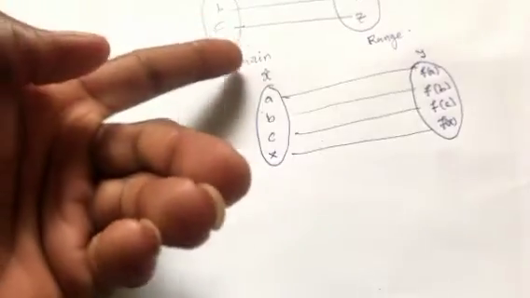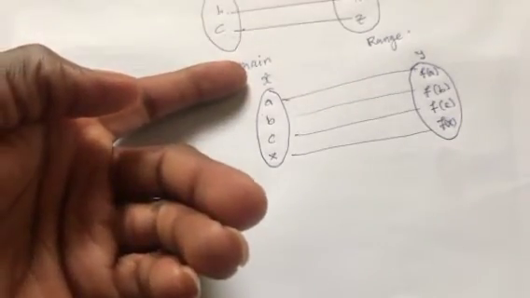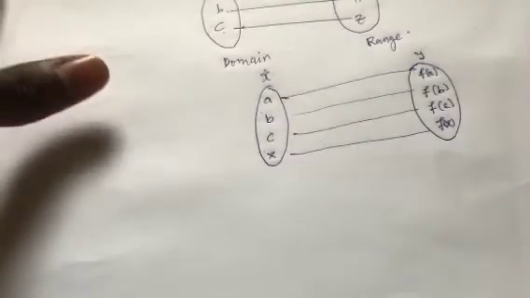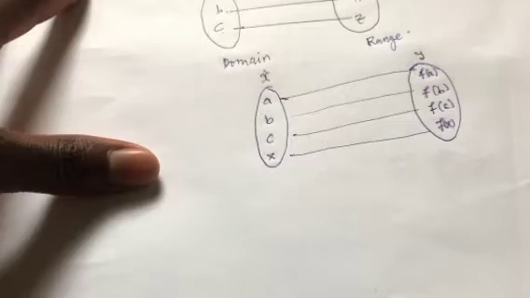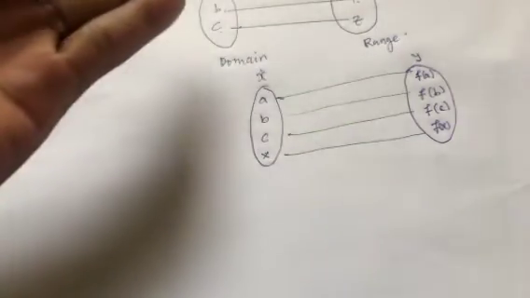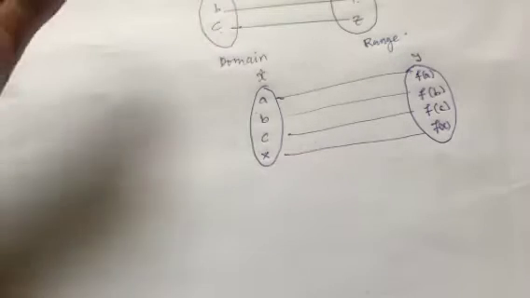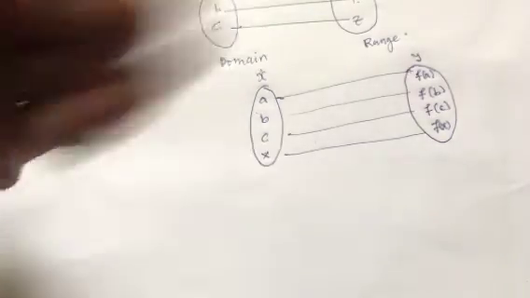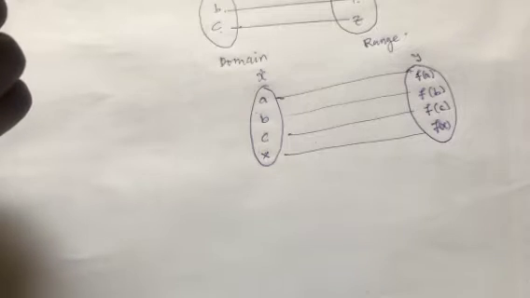So like we said, the elements in X are called the domain, and the elements in Y are called the range. What name is given to this relationship? We say this is a relation. And how do you define a relation? A relation is just defined as a set of ordered pairs.